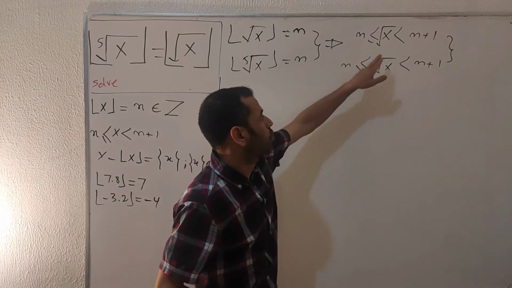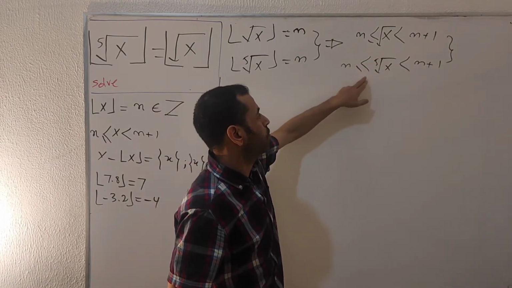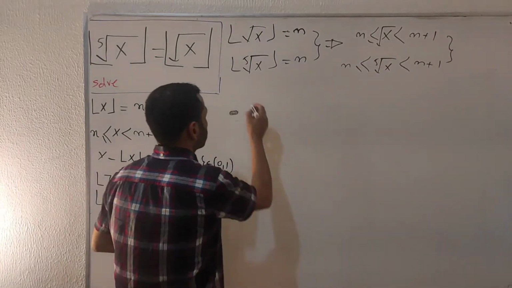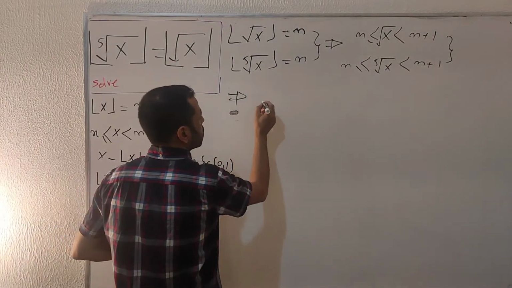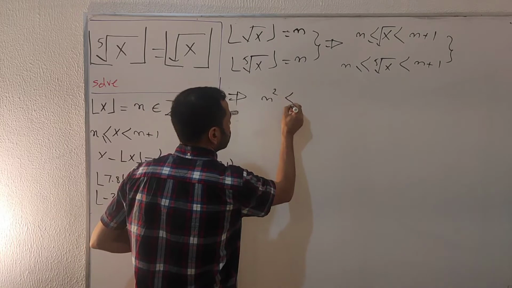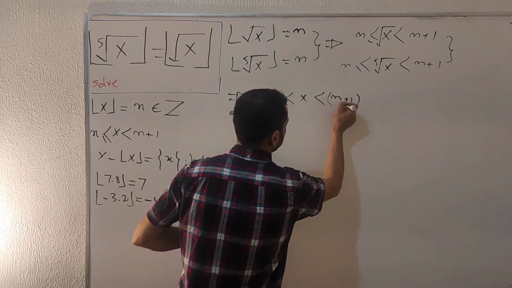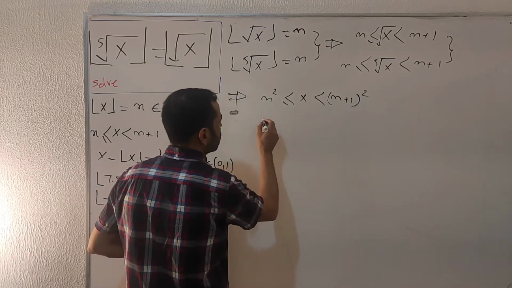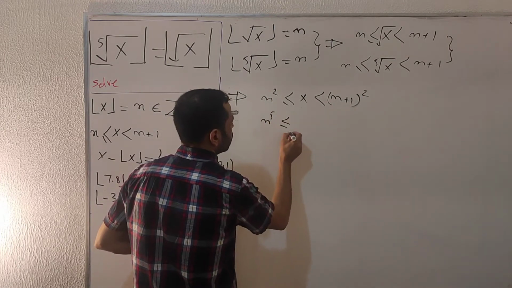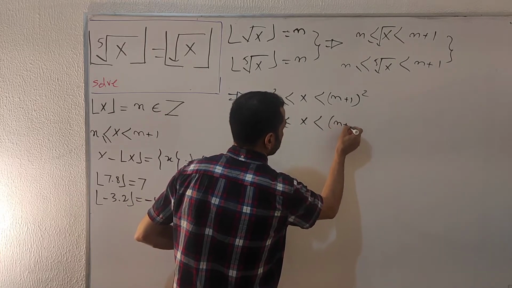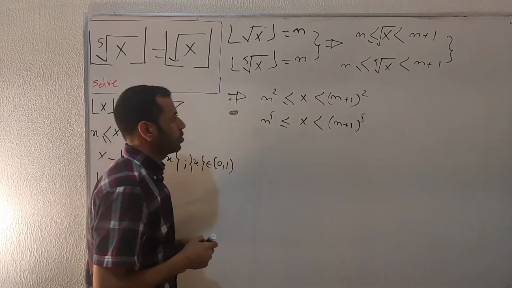So I'm going to take both inequalities. I'm going to square the first one, and I'm going to raise to the power 5 for the second inequality. So we get the following inequalities. I get n squared is less than or equal to x, which is strictly less than (n plus 1) squared. For the second inequality, I get n to the fifth is less than or equal to x, which is strictly less than (n plus 1) to the fifth, like this, okay?